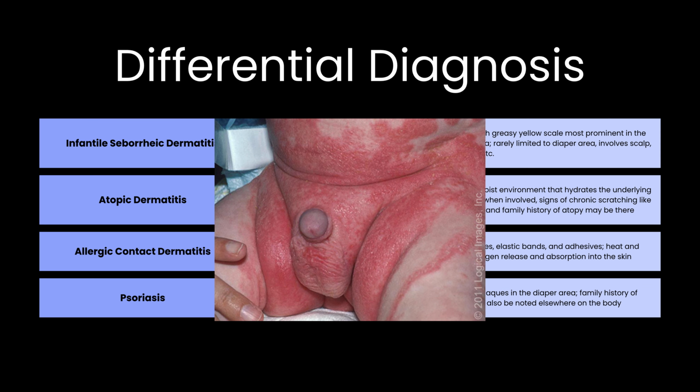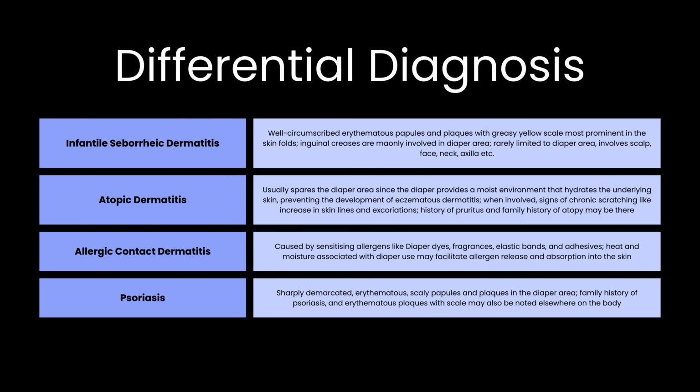Infantile seborrheic dermatitis is characterized by well-circumscribed erythematous papules and plaques with greasy yellow scales most prominent in the skin folds. In the diaper region, the inguinal creases are mainly involved. Seborrheic dermatitis is rarely isolated to the diaper area. Most infants also have involvement of the scalp, face, neck, and other skin folds like the axilla, antecubital fossa, and popliteal fossa. It usually responds to short-term topical therapy with low-potency corticosteroids or topical antifungal preparations.